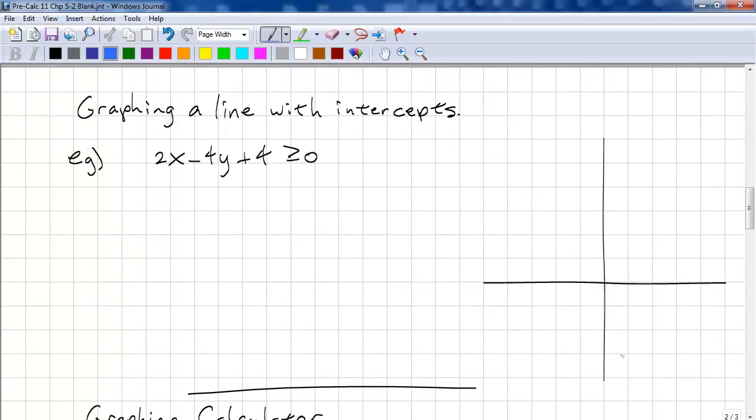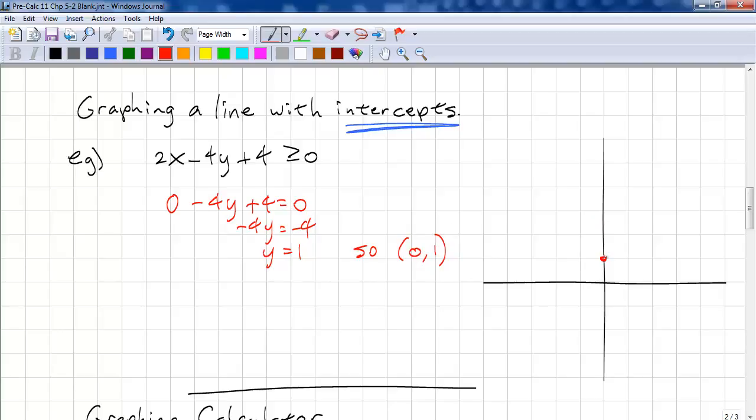There's another way to graph lines other than slope-intercept form, and that's in the general form. And what we do is we find the intercepts. So we plug in 0 for x, so 0 minus 4y plus 4 equals 0. We'll do minus 4y equals negative 4, so y equals 1. So that's our intercept, 0, 1. Now we plug in 0 for y, and we get 2x minus 0 plus 4 equals 0. So 2x equals negative 4, x equals negative 2. So we have negative 2 comma 0.